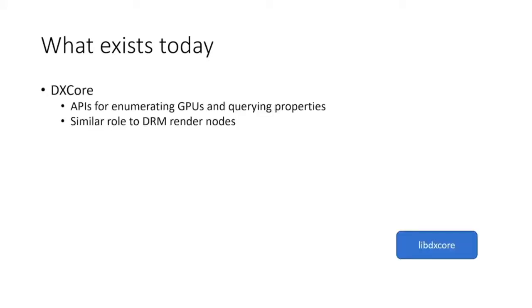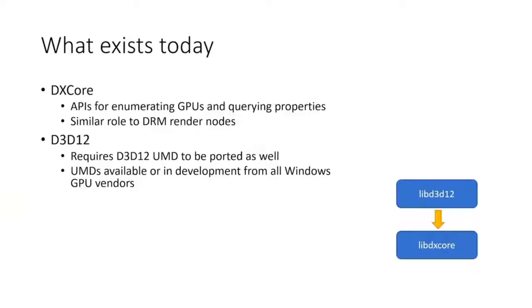So what have we done today? The lowest level piece that Steve already talked about, DXCore, provides some APIs for enumerating GPUs and querying properties. You can think of it as roughly equivalent to what the DRM render nodes provide through their user API. We also have libD3D12. It does require a D3D12 UMD to be present on the system. And at this point, we do have UMDs available or in development from all of our Windows GPU vendors.